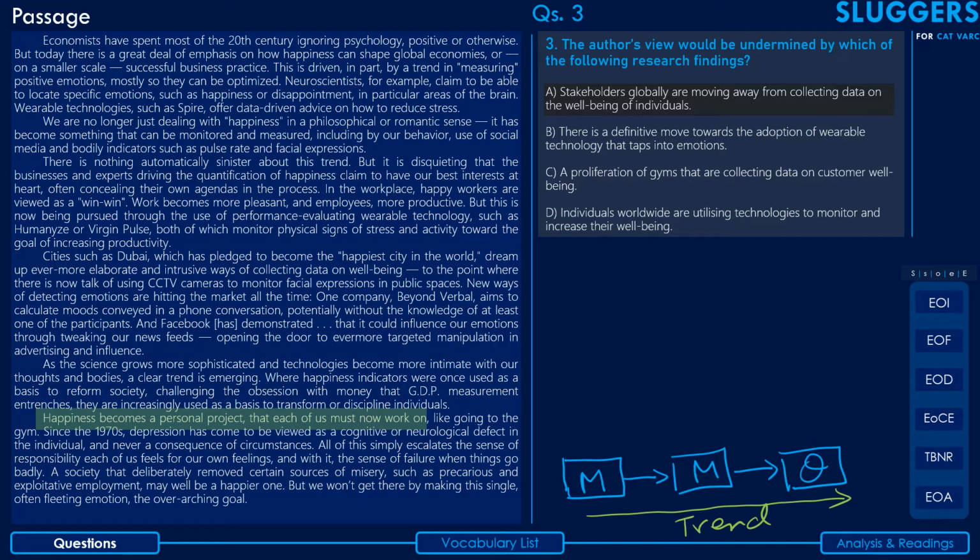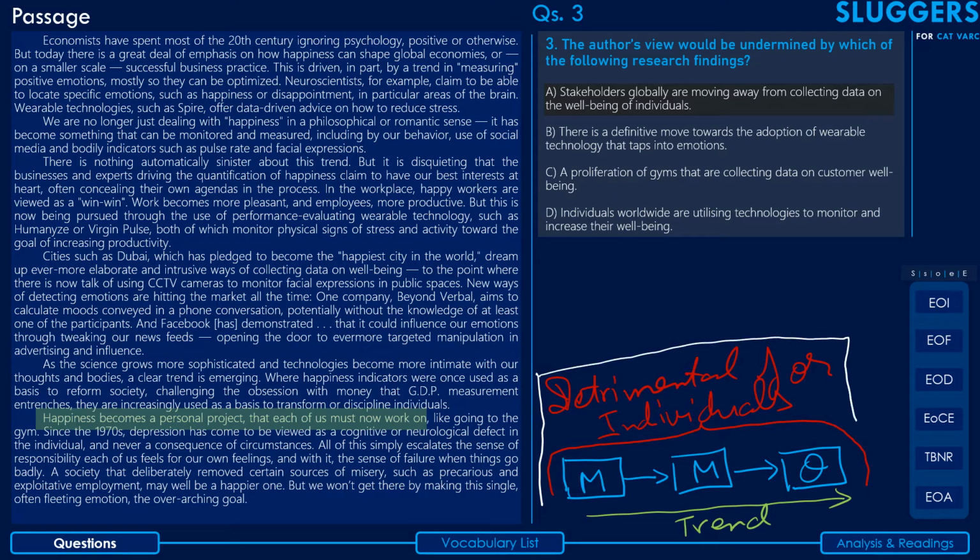And his point of view doesn't end there. He also says that this trend by itself is something that is detrimental for the well-being of individuals. Okay, it's detrimental for the well-being of individuals. This is the author's point of view. Now every option that we assess from this point onwards will be assessed in the backdrop of this point of view. This is your author's POV.